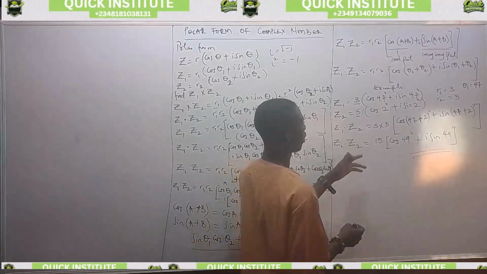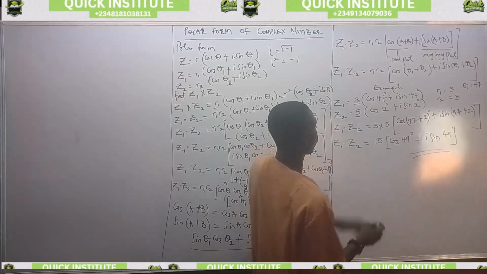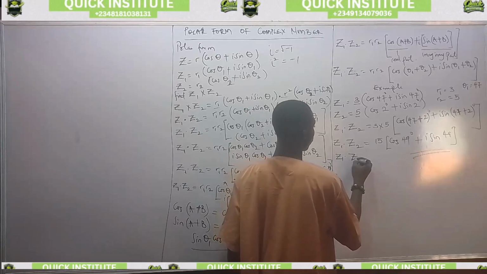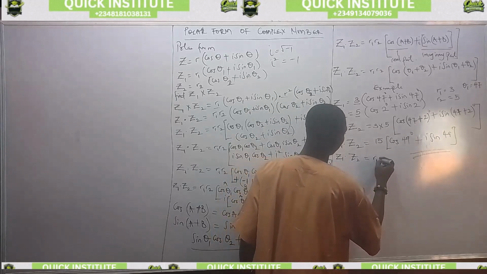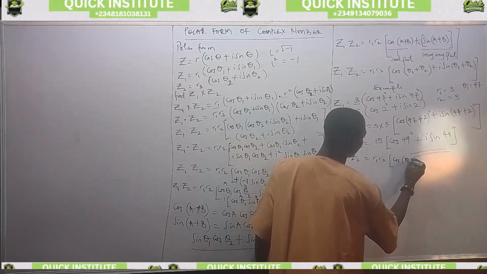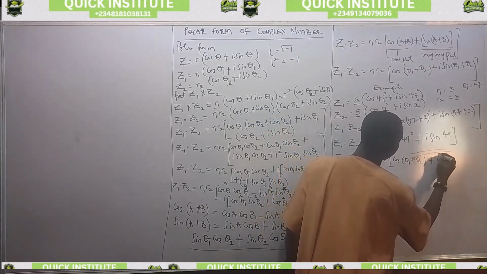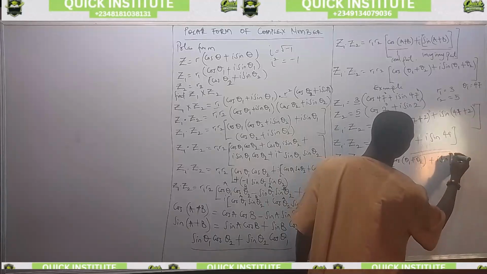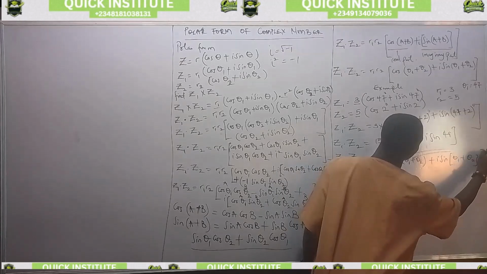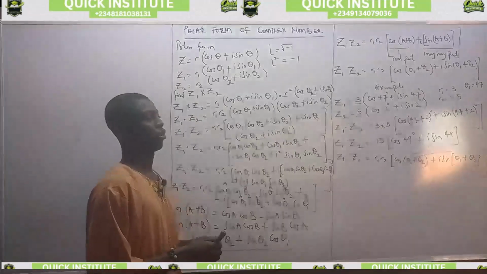Just know the formula. It's the formula that we use to get the answer. z1 multiplied by z2 equals r1 r2 (cos (theta 1 plus theta 2) plus i sin (theta 1 plus theta 2)). Just note the formula. So that's all.